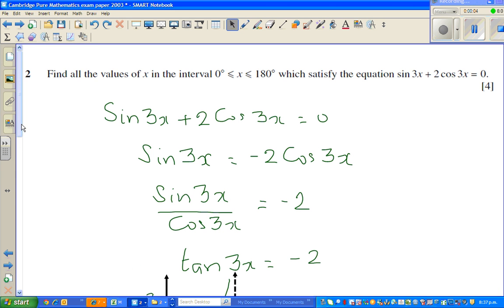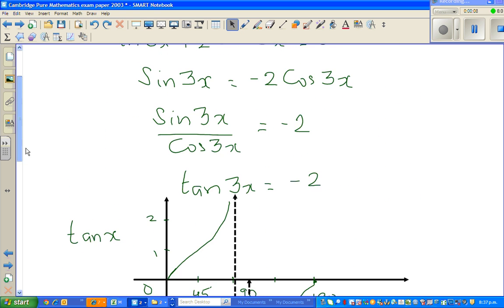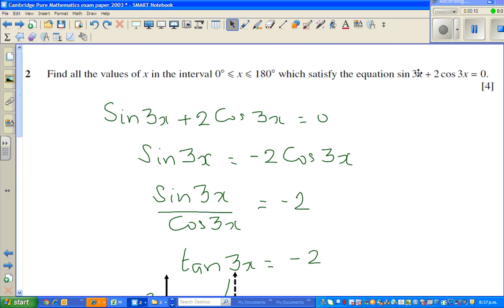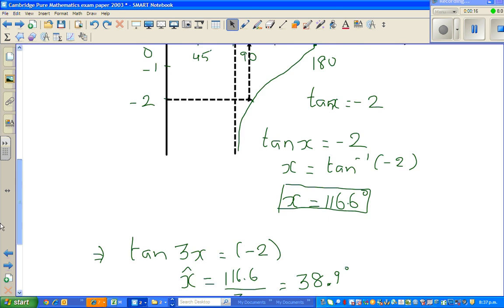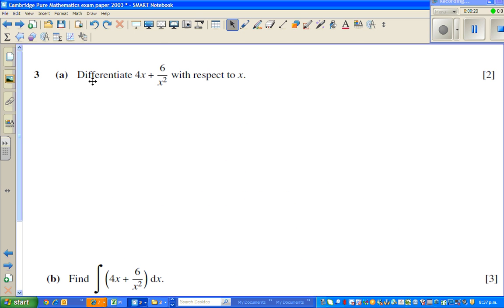Welcome back. In my last video, we solved the equation sine 3x plus 2 cos x is equal to 0, and we got three solutions. Now, moving on to question number 3, we have to differentiate here.